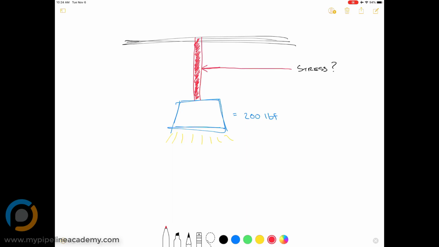Maybe draw an arrow out there. What is the stress in there? And if we know what the stress in that rod is, then we can determine whether or not it will fail, whether or not it will reach that plastic deformation point or the yield stress. It'll just be the force of gravity taking into account the 200 pounds of force.